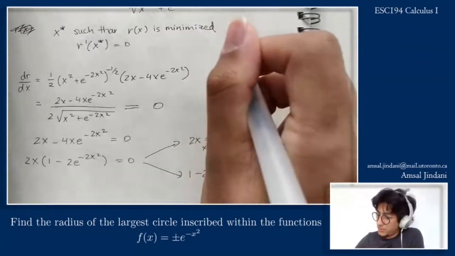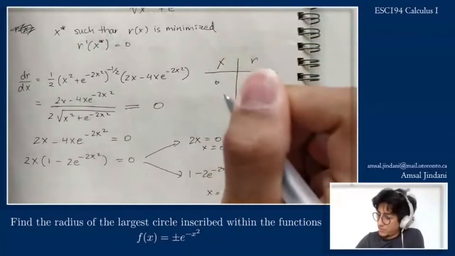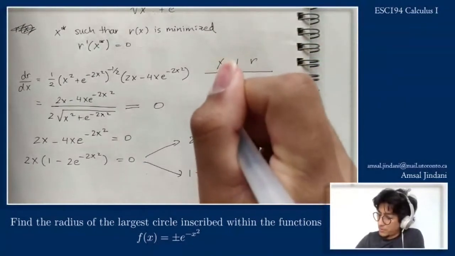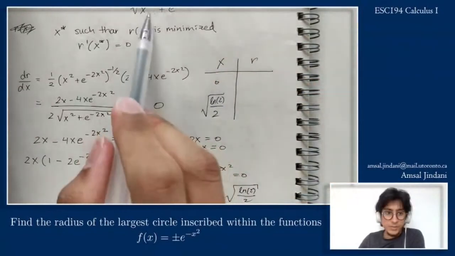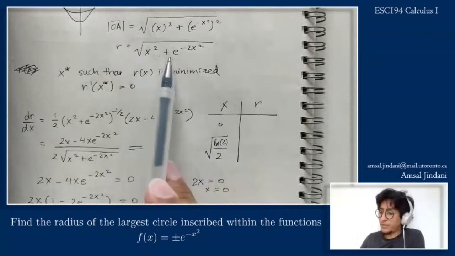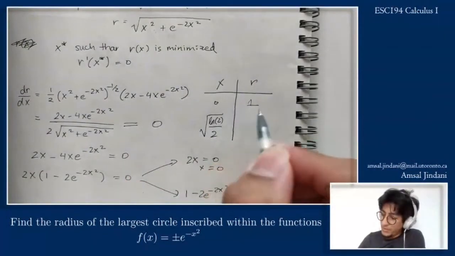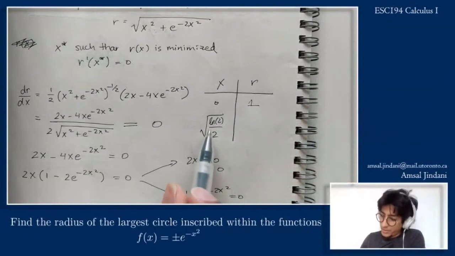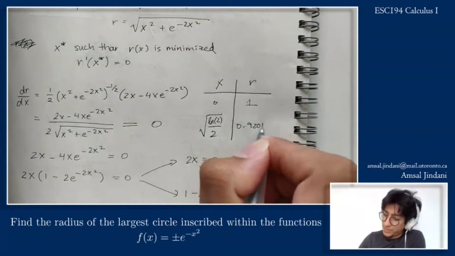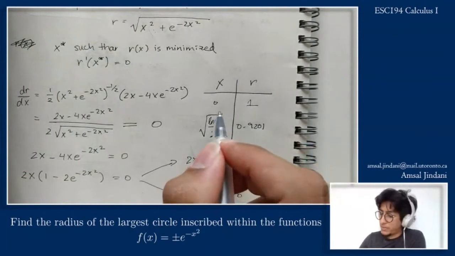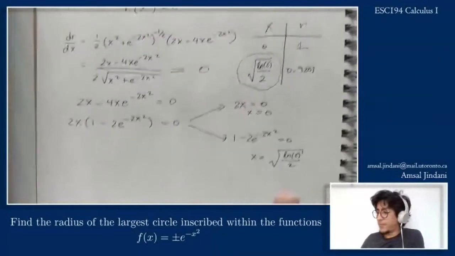So I'll make a small table here. Here's x, here's r: 0, square root of the natural log of 2 over 2. If I plug in x equals 0 into my function relating r and x, I get a radius value of 1. If I plug in the square root of natural log of 2 over 2 for x, I get a radius value of 0.9201. So that means that this is going to be the x value that yields the minimum radius.